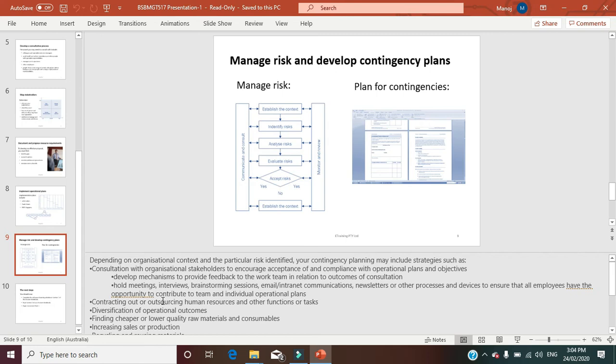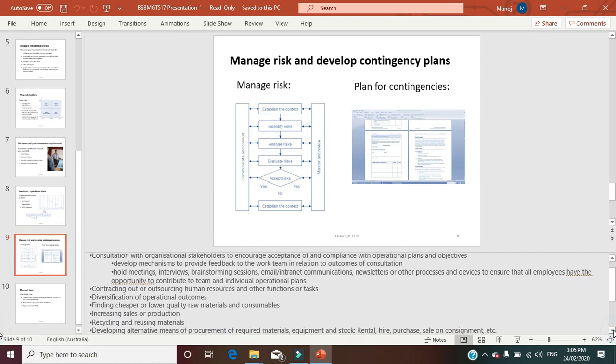team in relation to outcomes of consultation, hold meetings, interviews, brainstorming sessions, email, intranet communications, newsletters, or other processes and devices to ensure that all employees have the opportunity to contribute to team and individual operation plan, contracting out or outsourcing human resources and other functions or tasks, diversification of operational plan, and then the main outcomes of the plan, finding cheaper or lower quality raw materials and consumables, and increasing sales or production.